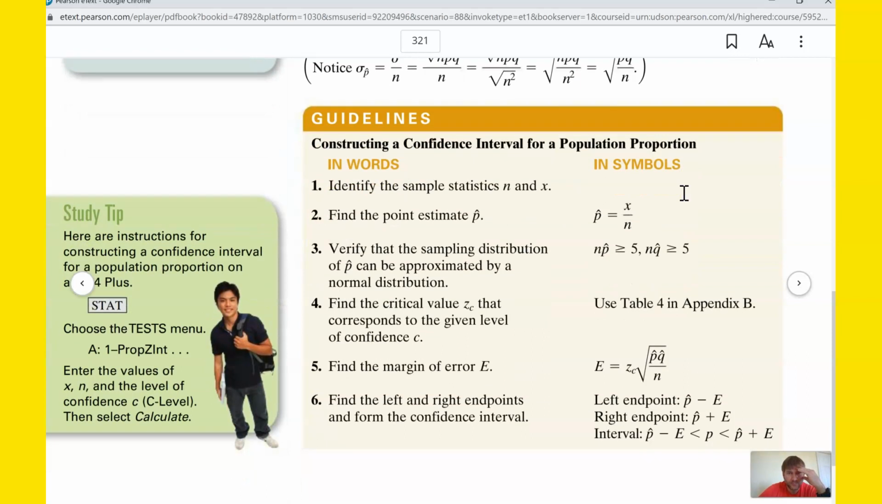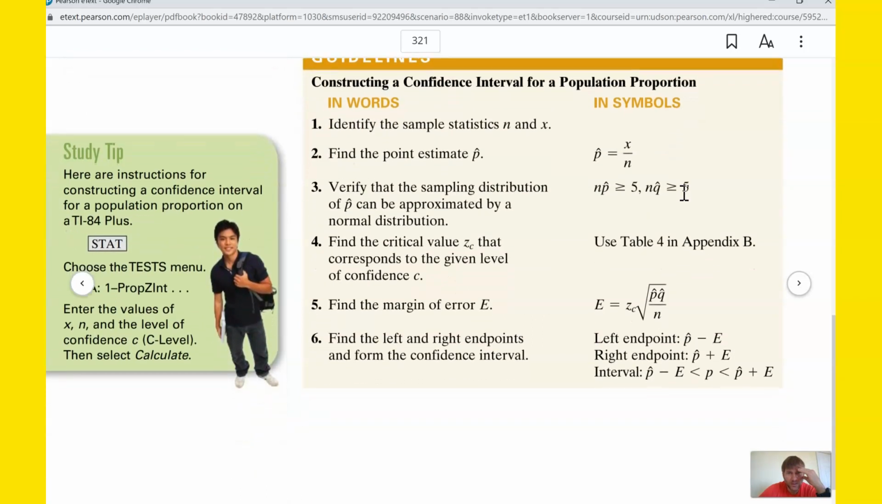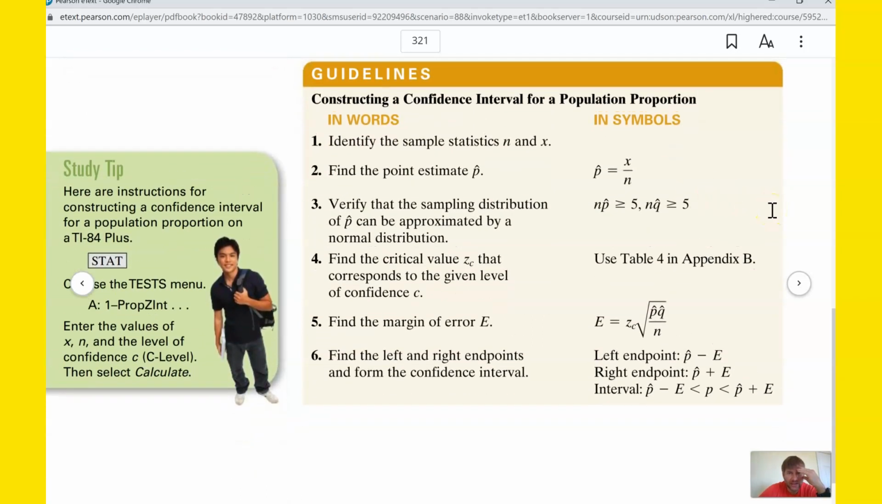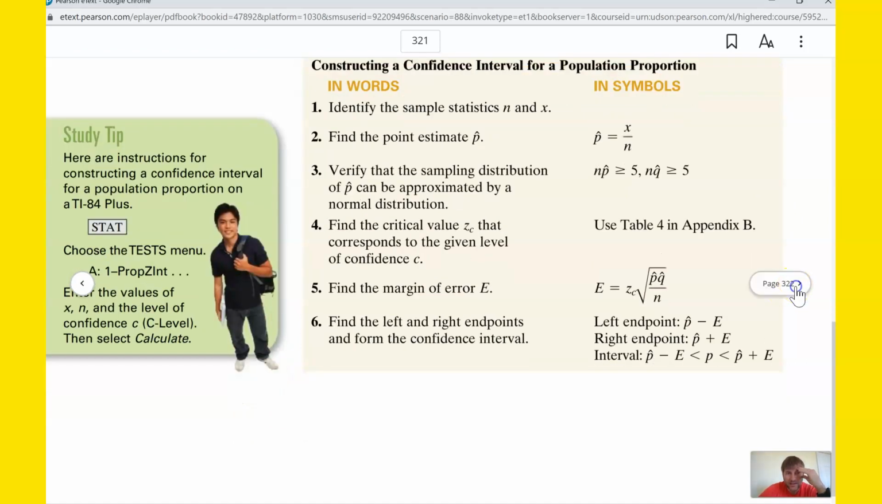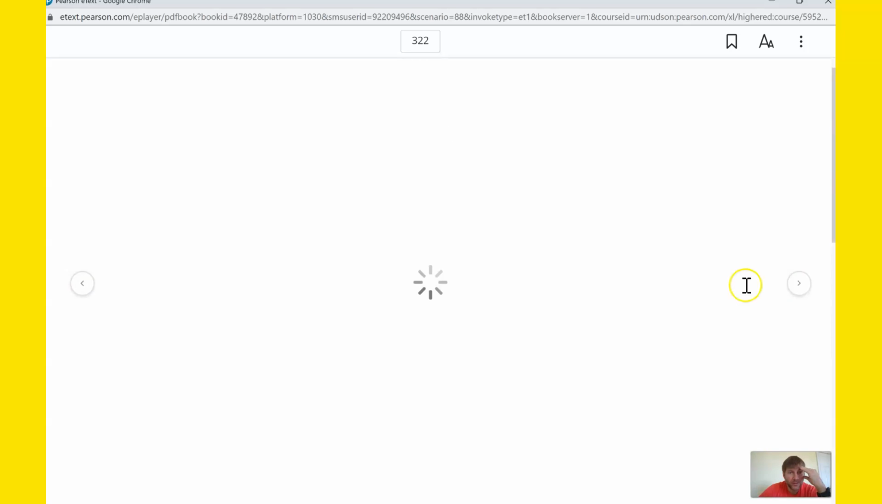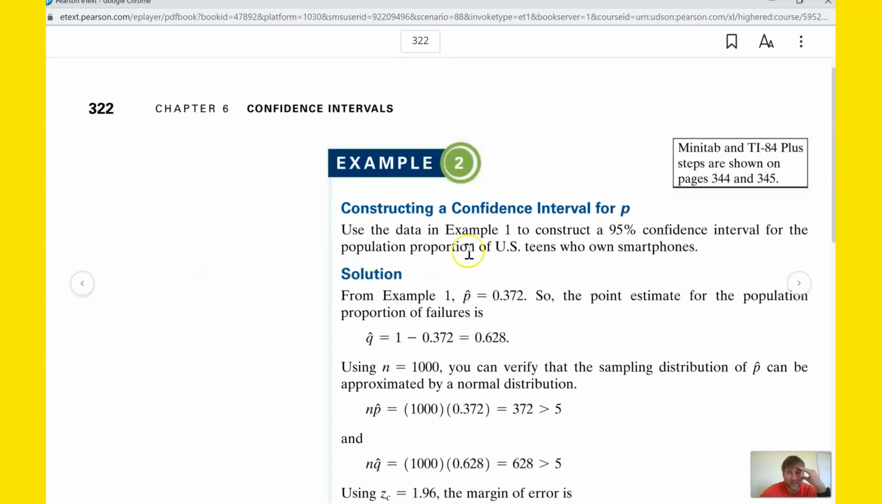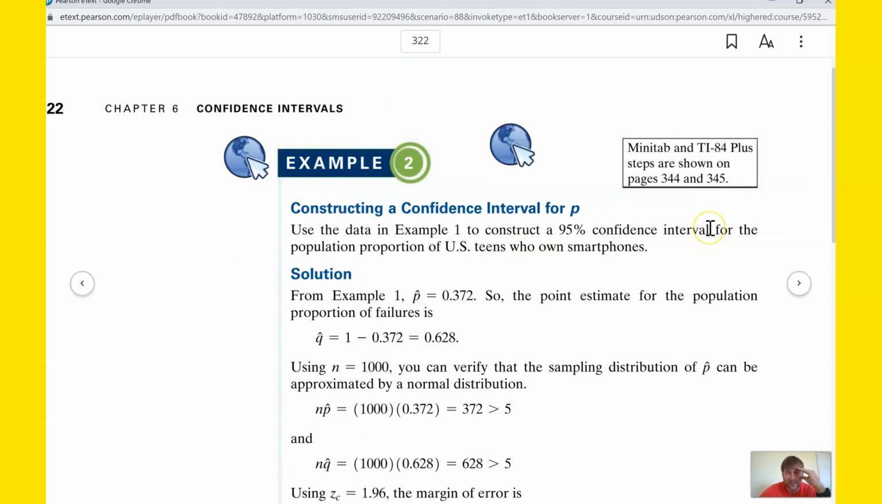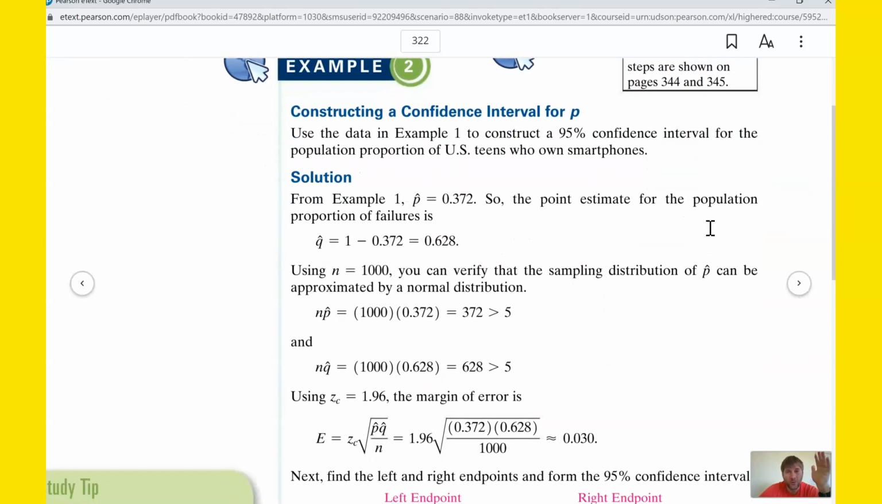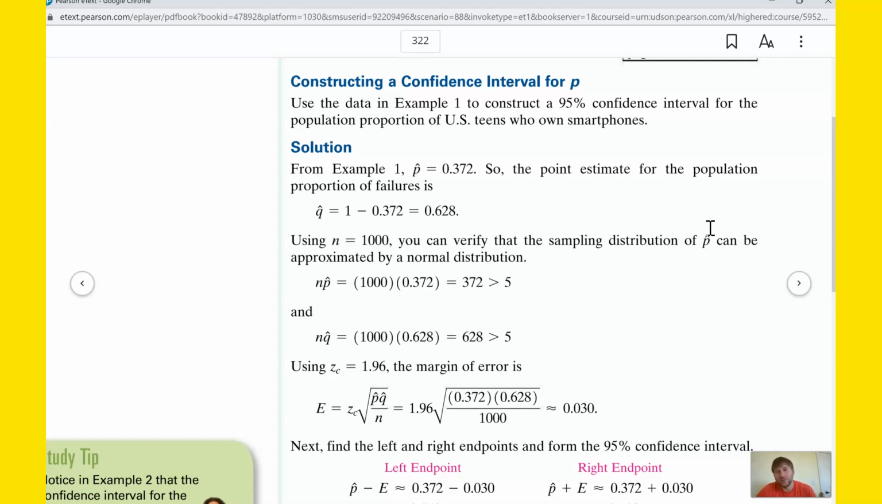Okay. Feel free to pause this and read these guidelines as a summary of what to do. As I have told you earlier, there's also going to be an easier way to do this in the calculator, just like there was an easier way for the confidence intervals that we did in 6.1 and 6.2 for the mean.